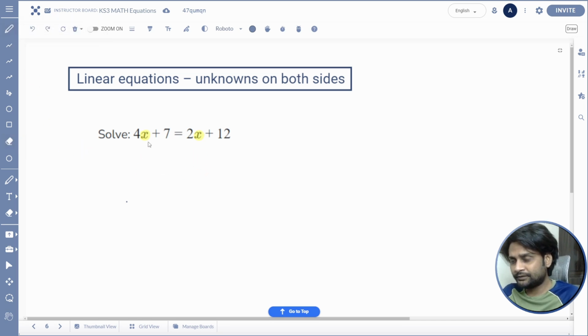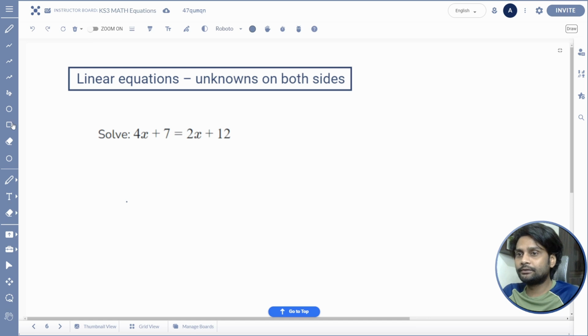But for now, just because the kind of variable is similar, we don't have to worry about that. We can still easily solve them. So the very first thing you need to do in that type of equation, students, is collect all the like terms together, meaning all the variable terms you try to keep together.